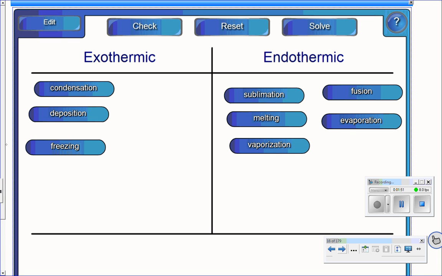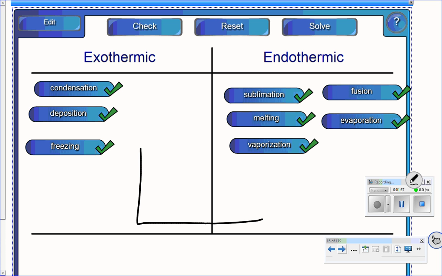So we can check, see how we did. Good. I hope I did all right on those. The way that I like to think about this too is if you think about your sketch of a heating or cooling curve, in terms of solid, liquid, gas, and where these transitions are.